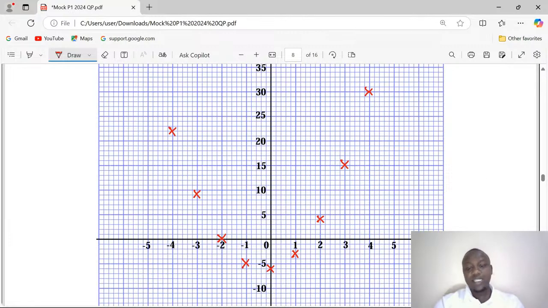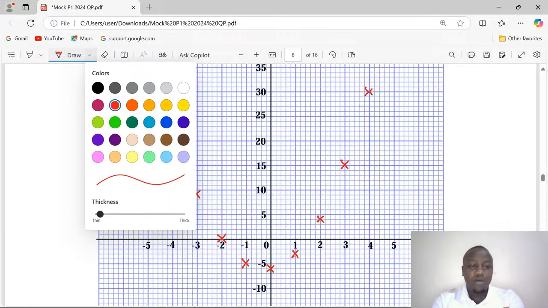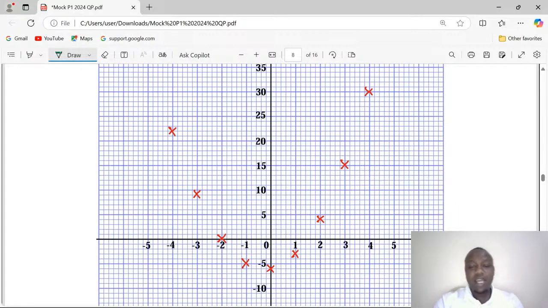And as you can see, they are suggesting a very smooth curve with a turning point at -6. So it's now upon the student to come up with a very smooth curve. Let me change the color now for the curve. I'm plotting it with a green.